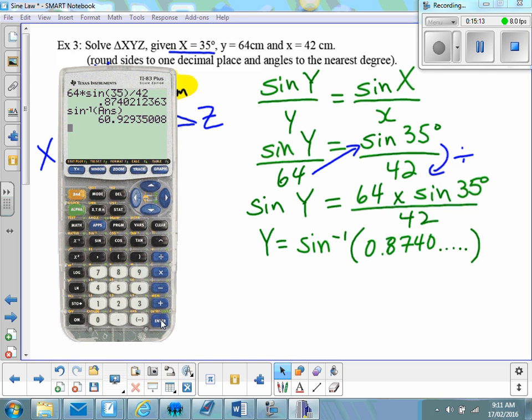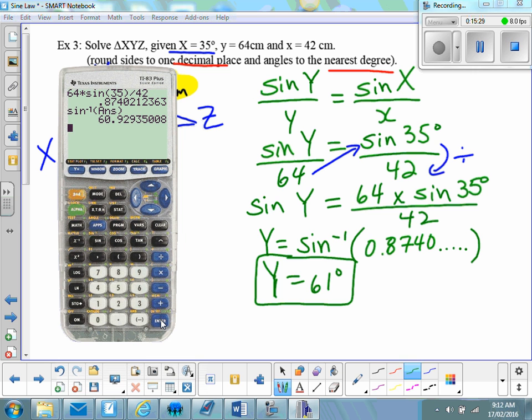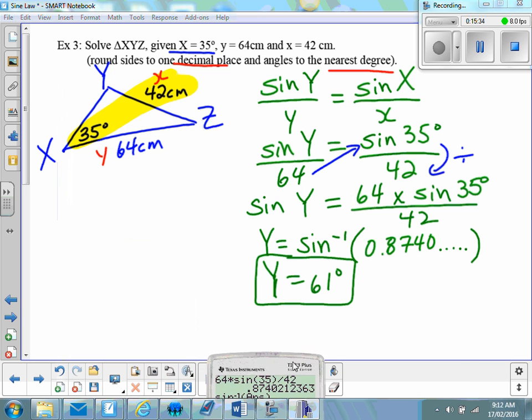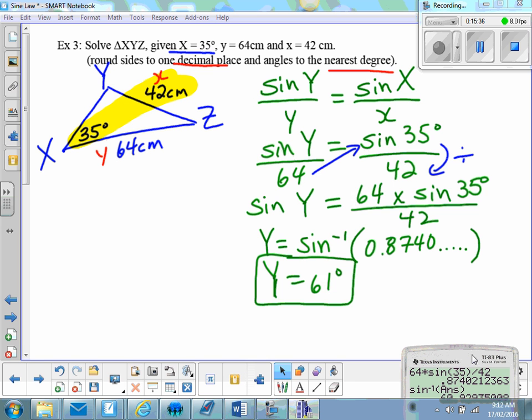So I'm going to round that to the nearest degree. So in most questions, you can see we round the angles to the nearest degree and sides to 1 decimal place. So in this case, angle Y is going to equal 61 degrees. So let me get rid of this guy for a sec. So if we know that angle Y is 61 degrees, to solve the triangle, I still have to find angle Z, and I still have to find side Z.